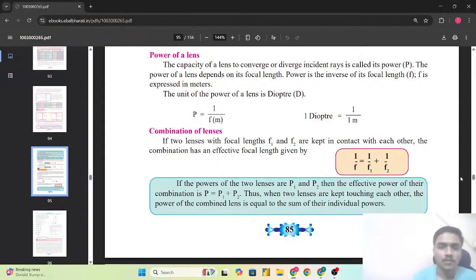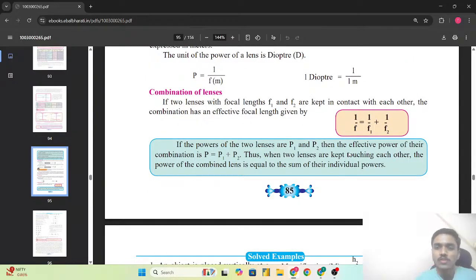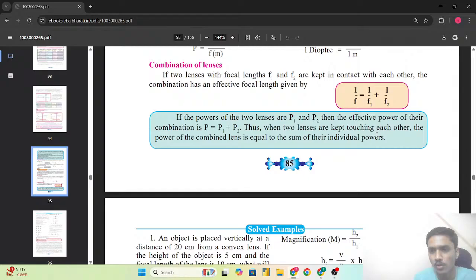If two lenses with the focal lengths f1 and f2 are kept in contact with each other, the combination has an effective focal length given by 1 upon f is equal to 1 upon f1 plus 1 upon f2. So the total combined focal length can be calculated as per this formula, where we have the focal lengths of the two different lenses which are combined. By placing the values in this formula, we will be able to calculate the total focal length of the combination of the lenses.